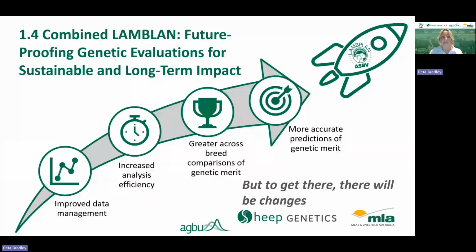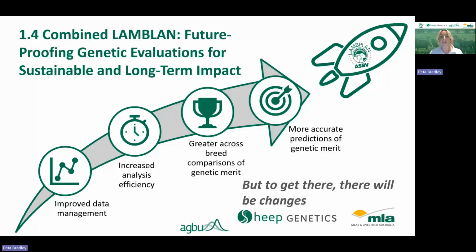So Combined LAMBPLAN is really around a whole range of different things. It's not just merging two data sets together. We've taken the opportunity to improve data management, look for increases in efficiency. So that is ensuring that we can run the analyses that people have got accustomed to with increased data sets. It's also enabling a greater comparison across breeds, and it's also a better, more accurate prediction of an animal's true genetic merit.